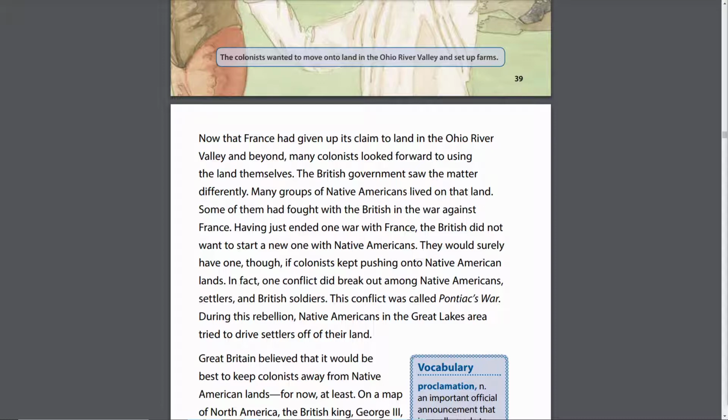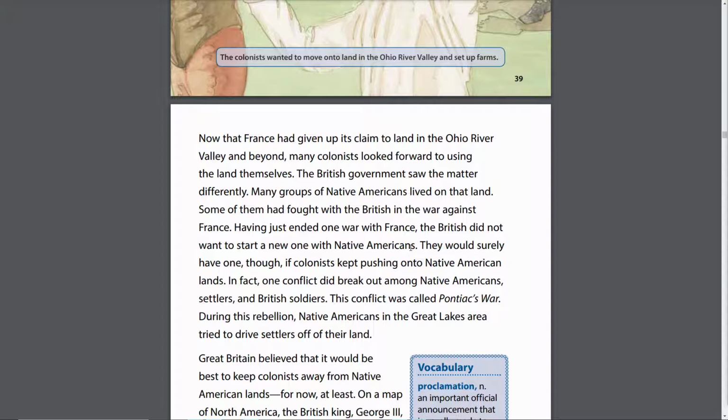Many groups of Native Americans lived on that land. Some of them had fought with the British in the war against France. Having just ended one war with France, the British did not want to start a new one with Native Americans. They would surely have one, though, if colonists kept pushing onto Native American lands. So the British didn't want them to keep pushing west because that was Native American lands. Native Americans helped them win the war, and British did not want to start a new war.